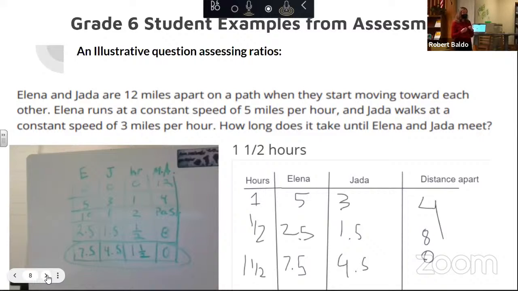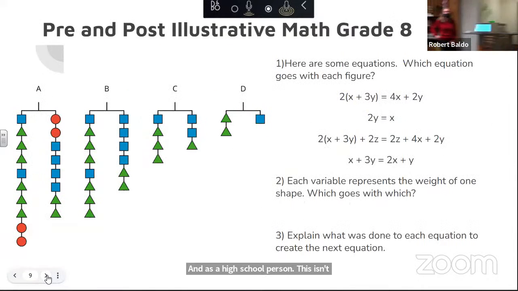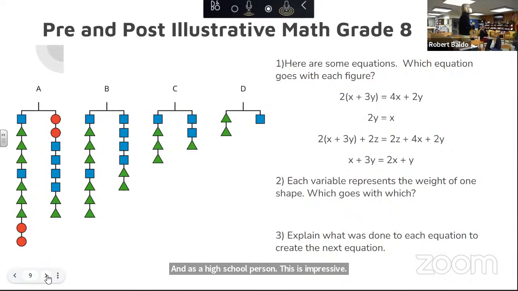And the students have really risen to that opportunity, getting, as Carol said, those richer problems that we were looking for. And as a high school person, this is impressive. I tell you. Okay, what I chose to highlight in grade 8.